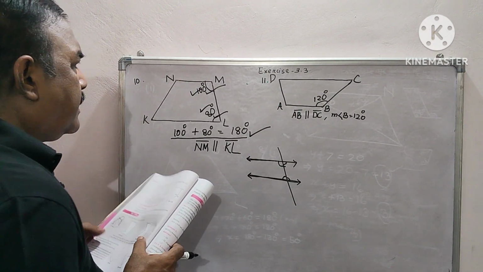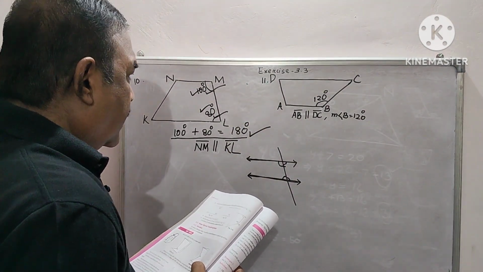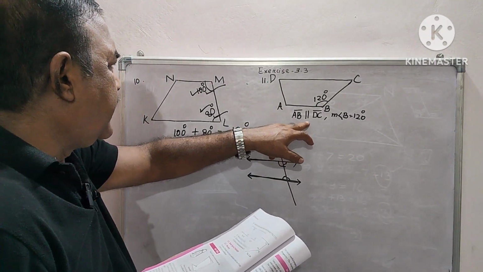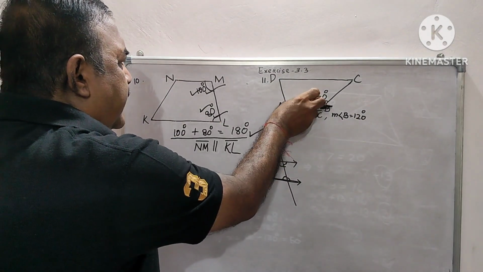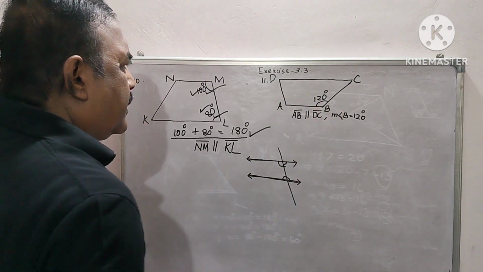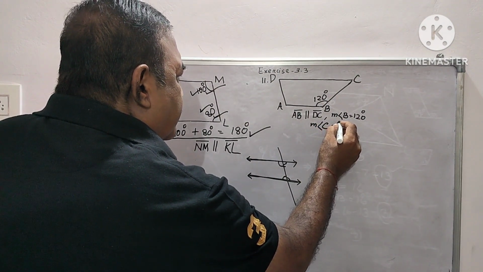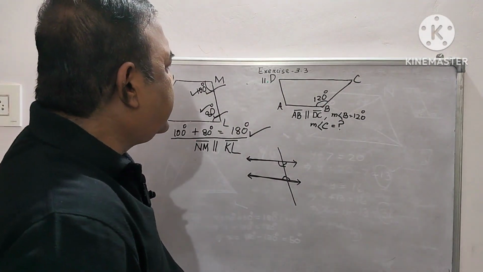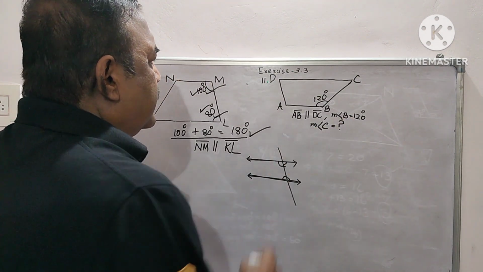Come to question number 11. You see what information is given here. Already the line segment AB is parallel to line segment DC. So this AB is parallel to DC. This is the measure of angle B, it has been given 120 degree. So we have been asked, what is the measure of angle C? We'll have to write it here in degree.